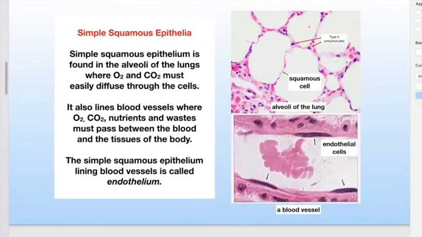Simple squamous epithelium is found in the alveoli of the lungs, where oxygen and carbon dioxide must easily diffuse through the cells. It also lines blood vessels where oxygen, carbon dioxide, nutrients, and waste must pass between the blood and the tissues of the body. And the simple squamous epithelium lining blood vessels actually has a special name, endothelium, that is used when discussing it pretty much exclusively.